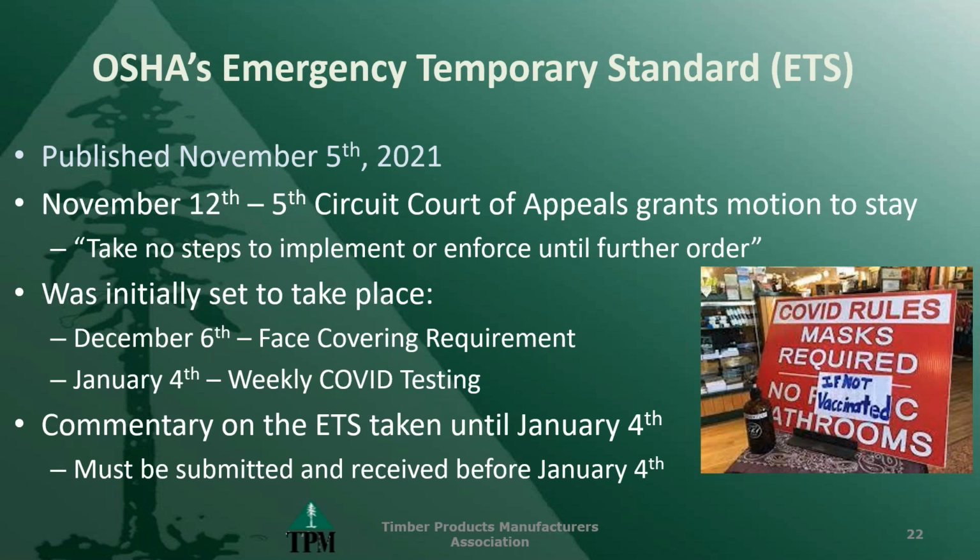So here's the part that everybody I'm sure is on this presentation for. The Emergency Temporary Standard was published on November 5th, 2021. This is going to be the part that makes people happy. On November 12th, the Fifth Circuit Court of Appeals granted a motion to basically cease any steps to implement or enforce this until further order.